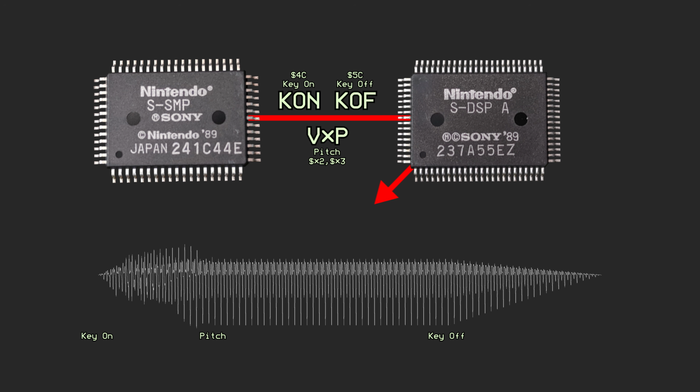But where does it get the sound sample data from? How does it know which sample to use? And how does it modify the speed at which the sample data is processed? Let's find out.